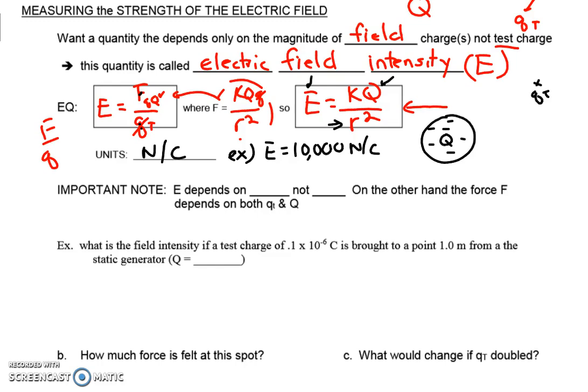So let's say I put it there. If I bring 1 coulomb to this spot X, it will feel 10,000 newtons because of this field intensity that is emanating out in all directions. If instead I bring in a tenth of a coulomb, then E will still be 10,000 newtons per coulomb, but the force will be a tenth of that. So we'll try to do a little bit more with that later.